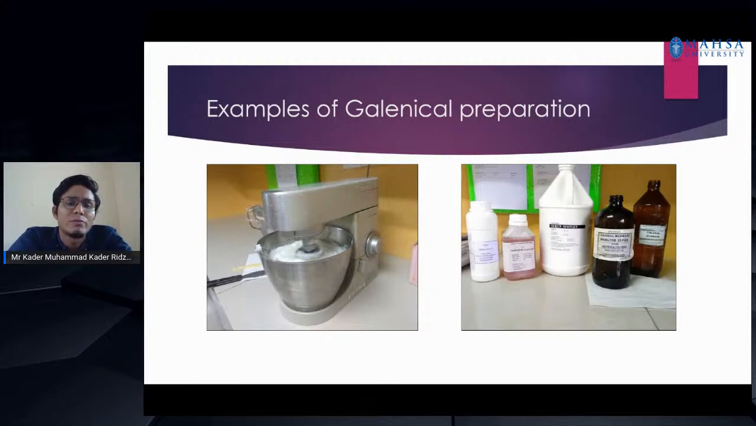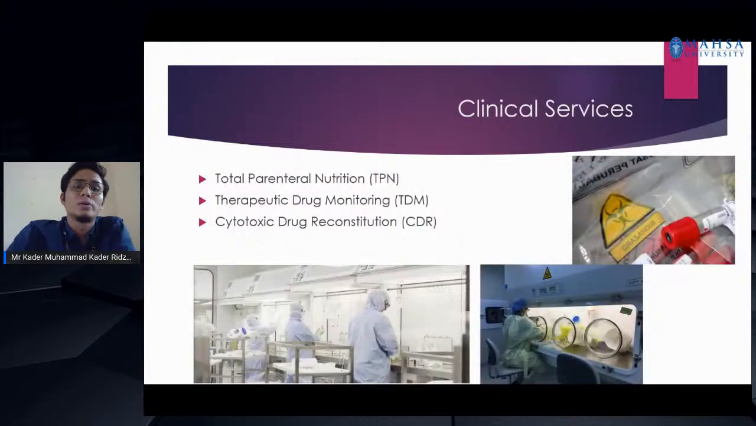On your left, they are preparing cream. You are using the mixer, and then on your right there are a few syrups. So we have the chloral hydrate, and then also, if I'm not mistaken, that one is a cough syrup, which is the second from left. Okay, so next one is the clinical services.